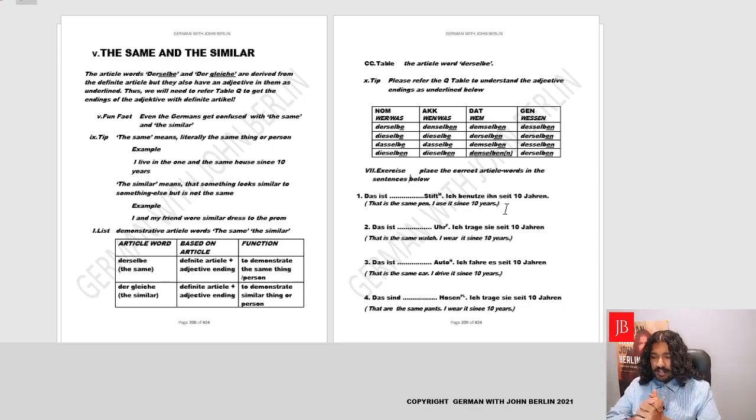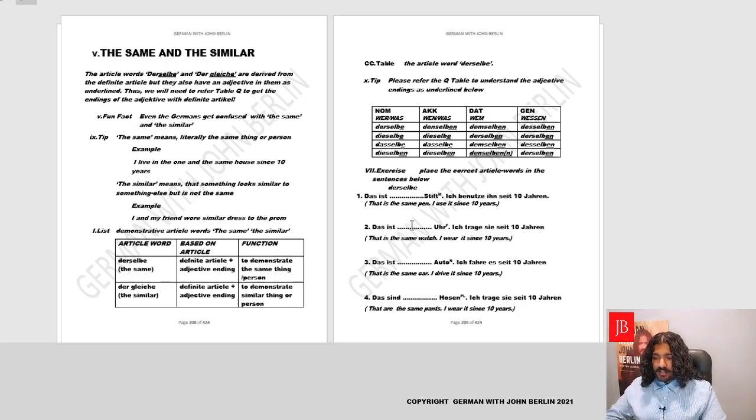Let's find out. That is the same pen, I have used it for 10 years. So what case is it? Nominative, the verb sein makes everything nominative. The same pen is masculine, so we'll say: Das ist derselbe Stift. Ich benutze ihn seit 10 Jahren. Ihn meaning the pen. Like we know in German, even things get pronouns as if they were a person. So I have used him for 10 years.